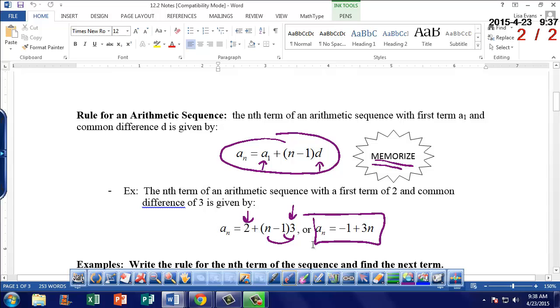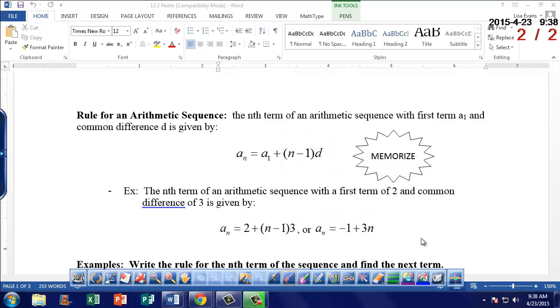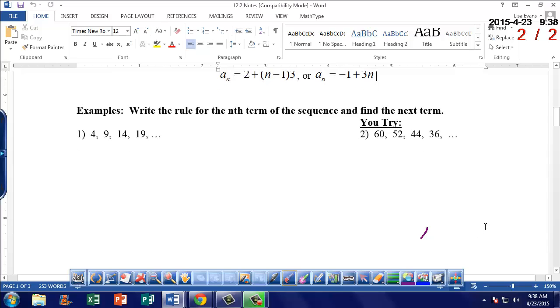Okay, now we're just going to get started. So what we're going to do is a whole bunch of different types of problems given certain components of the arithmetic sequence, and we are writing a rule for all of them. Okay, so here we go. The directions say, write the rule for the nth term of the sequence and find the next term. We're going to always write down a rule. This is what I like to do because we have to memorize it anyway. We're going to see what we have and see what we need to find.